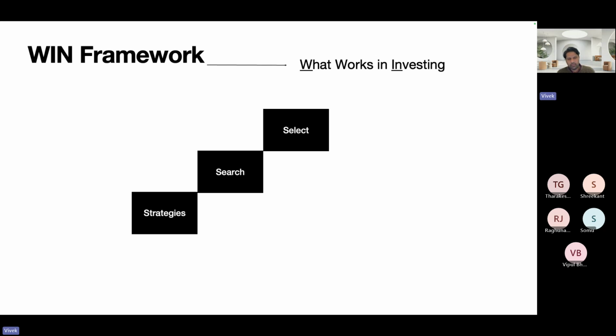In this session, my focus would be to really focus on the strategies. I'll also run you through an example of how you can practically pick a strategy, implement it in a search, and then from the search, how you arrive at the selection. So keep this framework in mind as we go through the next 15-20 minutes to look at what strategies would lead to search and what search would lead to selection.